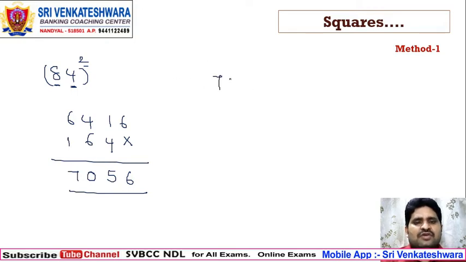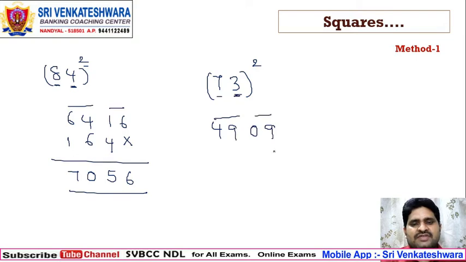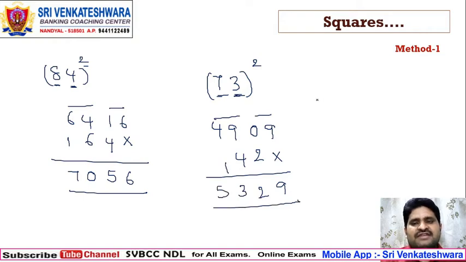Let's take one more. If you want to find 73 whole square, how do we write it? This is a, this is b. 7 square is 49, and 3 square, for every case we write two digits, so we write it as 09. Leaving the first digit, I write a into b into 2: 7 into 3 is 21, 21 into 2 is 42. So 9 here, 2 here, 9 plus 4 is 13, and 4 plus 1 is 5, which gives 5329.